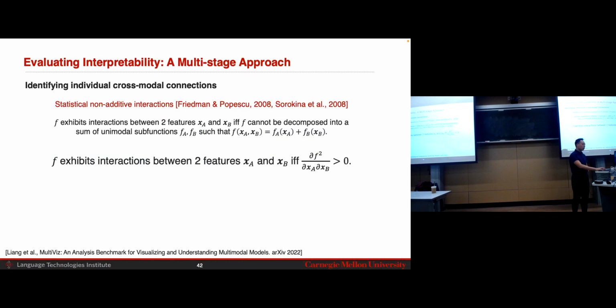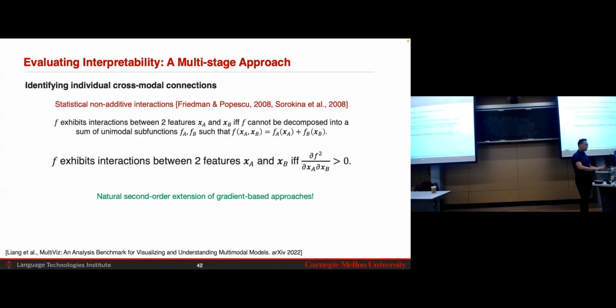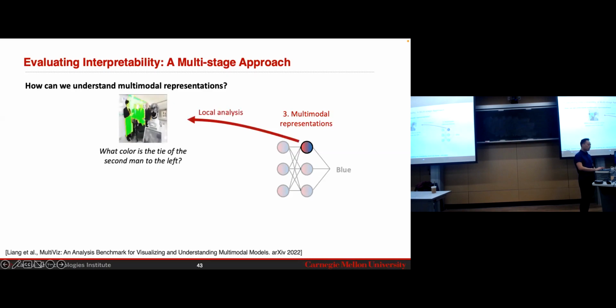So you saw examples for unimodal and cross-modal, right? Unimodal was just first order gradient-based methods. Cross-modal can be done using second order gradient-based methods. You can also do representation. Representation can be done like this, right? If you take a feature and you want to assign a concept to this feature, what you can do is first analyze which data points maximally activated this feature. You look at what parts of that data point were highlighted. So here you see a data point: what color is the tire of the second man to the left? And it's actually highlighting the second man to the left when trying to answer this question.